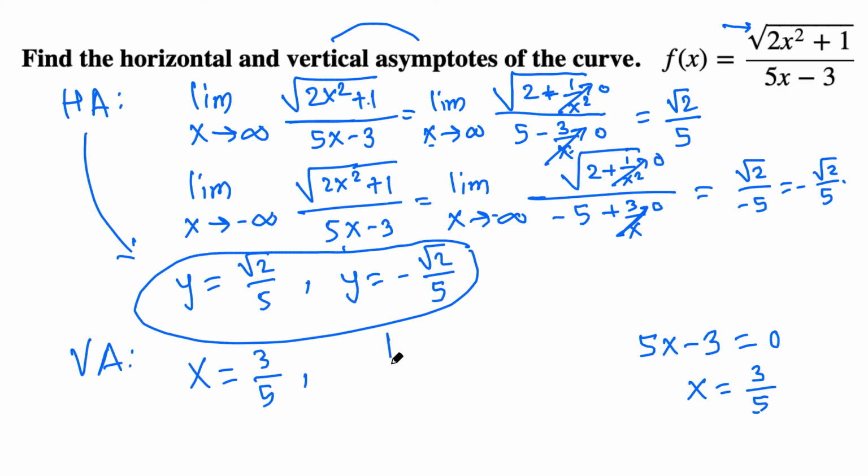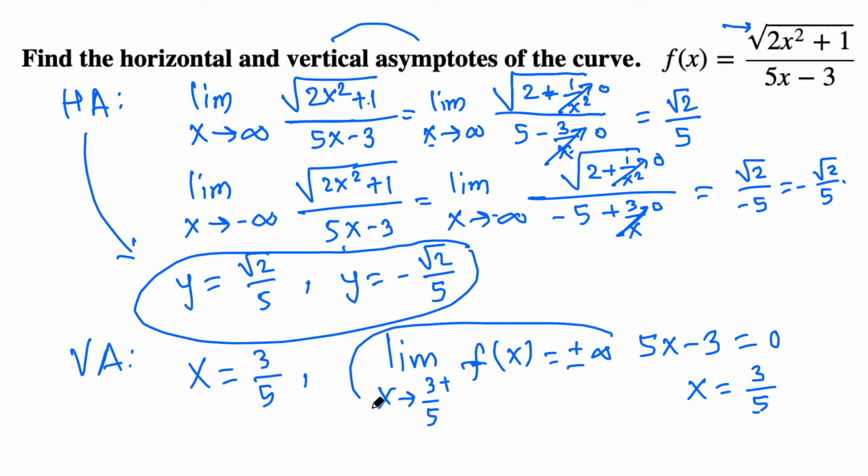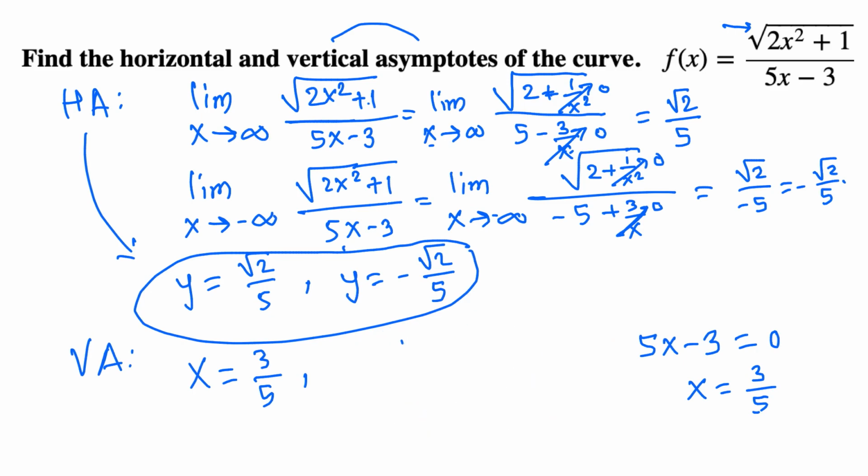That means when we find the limit of the function as x approaches 3 over 5 from the left or right, we're going to get plus infinity or negative infinity, one of them. Anyways, we don't have to show this. That's the meaning of a vertical asymptote: the function is increasing or decreasing without bound. So we got only one vertical asymptote, final.